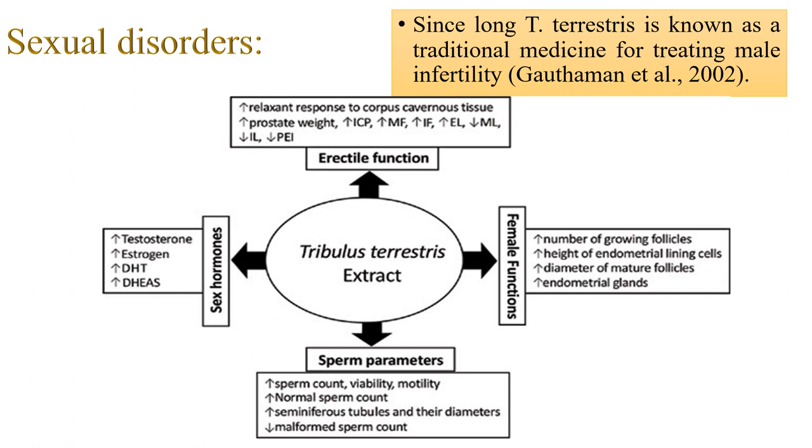Tribulus terrestris extract affects erectile function. Increases relaxant response to the corpus cavernosum tissue, increases the prostate weight, increases the ICP, increases the MF, increases the IF, increases EL, decreases ML. These are the mechanisms of the components of Tribulus terrestris such as saponin, flavonoids, alkaloids, and other nutrients, used as a folk medicine for the treatment of sexual disorder in men.